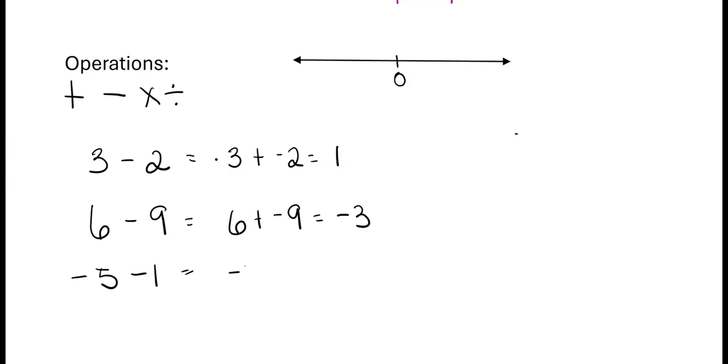Or in this case, negative 5 plus a negative 1 is equal to, the signs are the same, so you would add them and keep that sign. 5 plus 1 is 6. They're both in the same direction, so you're going in the same direction on the number line, so the answer would be negative 6. So subtraction is simply adding the opposite of the number that you're subtracting.